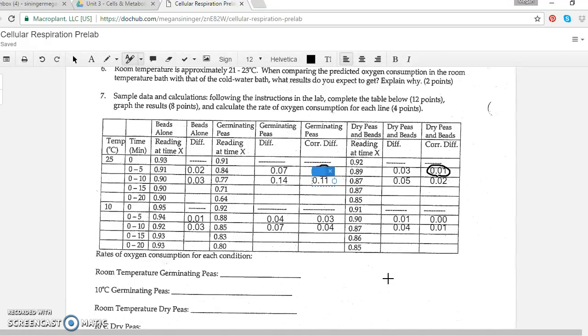But just remember that everything is cumulative in this lab. So it always goes back to zero, and then always remember to subtract your control value.